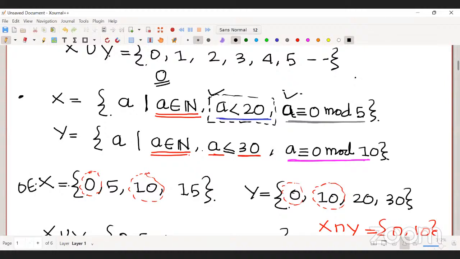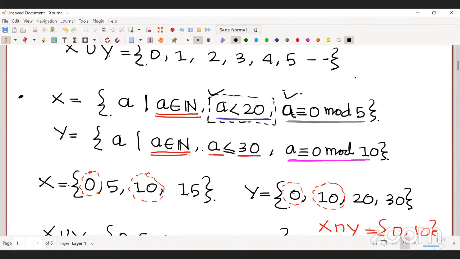No, sir, I understood 0 is an element of set X, but I didn't understand how come 5, 10, 15 are elements in X. Yeah, I'll come to that. So you agree that 0 satisfies all three conditions, and that 1 doesn't satisfy all three conditions? Yes, sir. You agree.